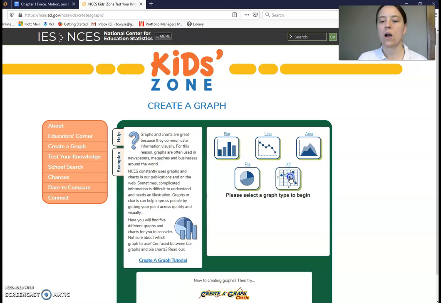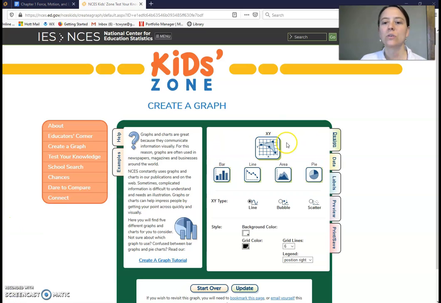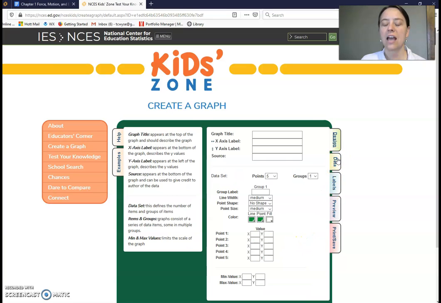And we are going to be starting out by picking our type of graph. We're going to make an XY graph. So we'll pick that one. So we're doing an XY, and then our XY type is a line. And then we'll switch to our data, and we will enter our data.